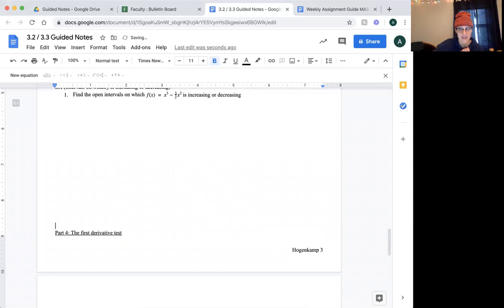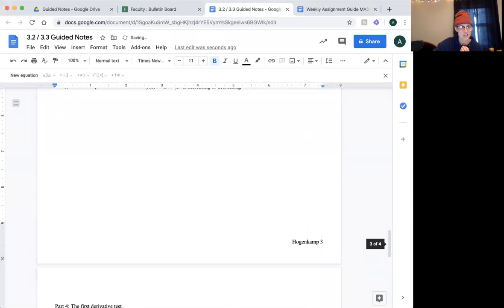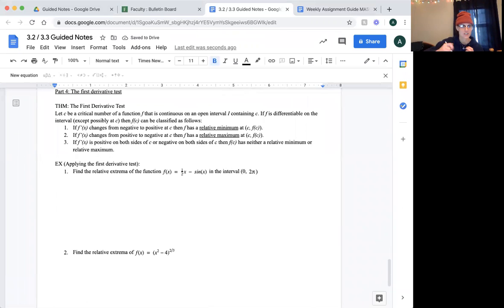And the first derivative test is basically an extension of this increasing and decreasing function. And it just tells us that if c is a critical number and f is continuous, and so on, read all that, that if f prime of x changes from negative to positive, then f has a relative minimum. If f prime of x changes from positive to negative, then f has a relative maximum. And if f prime of x is positive on both sides of c or negative on both sides of c, then f of c has neither a relative minimum or a relative maximum.